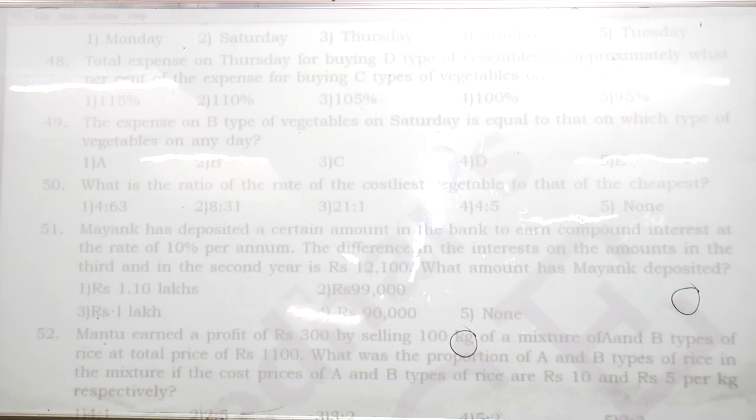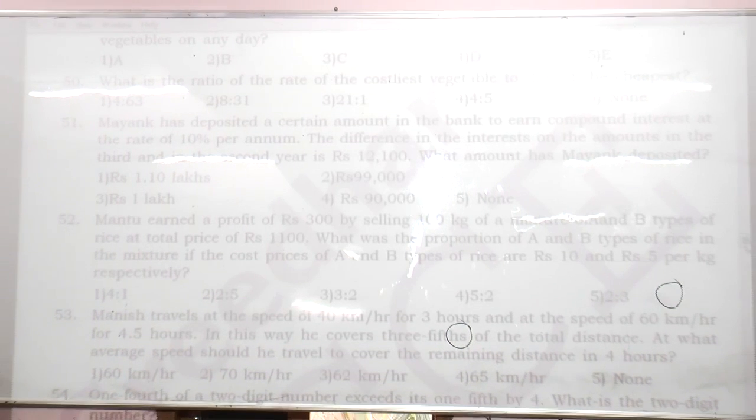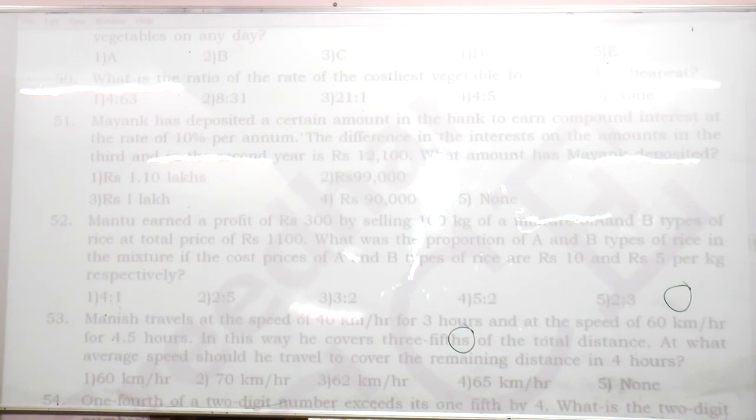Next, 51. Mayank has deposited a certain amount in the bank to earn compound interest at the rate of 10% per annum. The difference in the interest on the amounts in the third and in the second year is 12,100. What amount has Mayank deposited? Right. Difference in the what?